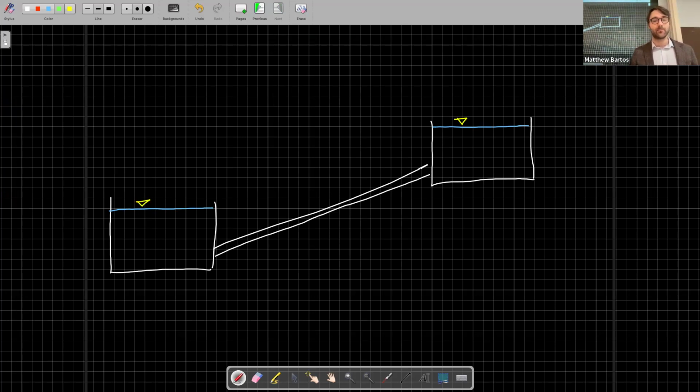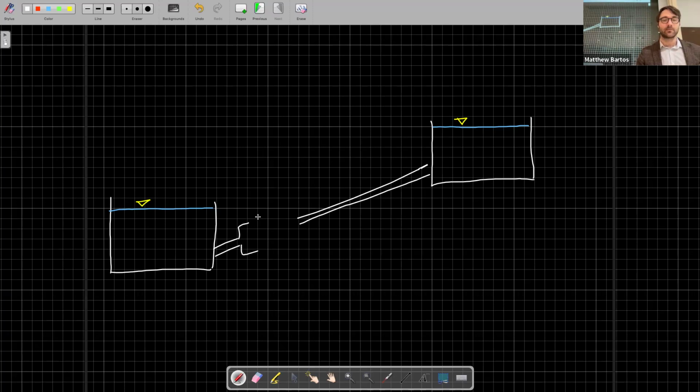And we're going to have a pump here. So you're going to look at the pump operating by itself. You're going to look at the case of pumps operating in series. And then you're also going to look at the case of pumps operating in parallel. So it would be a configuration like this.